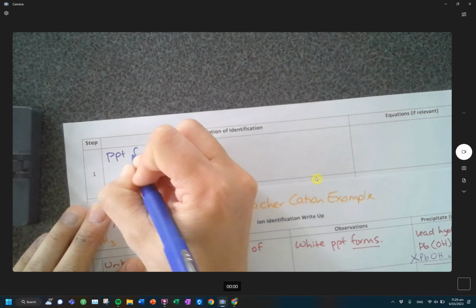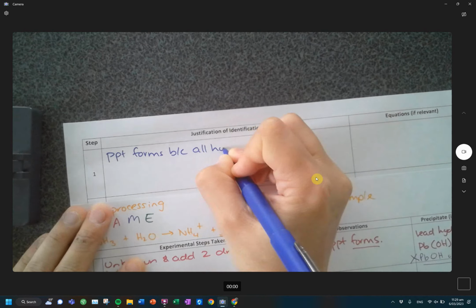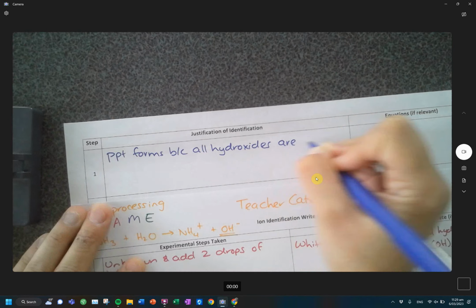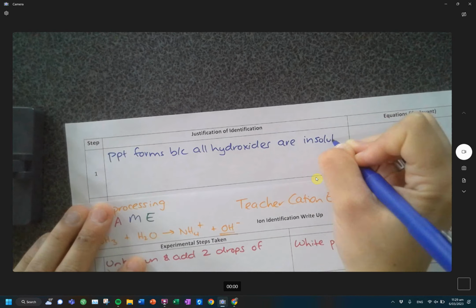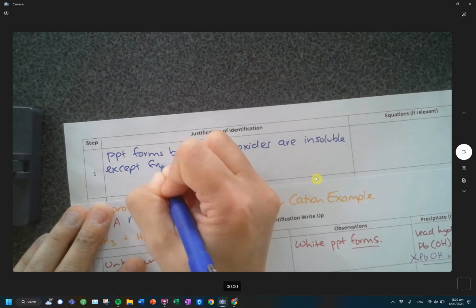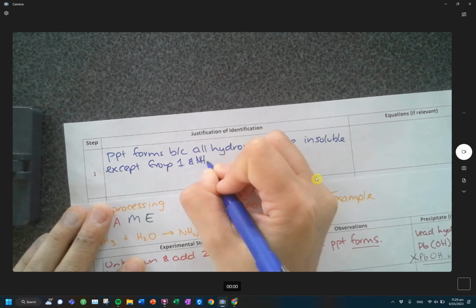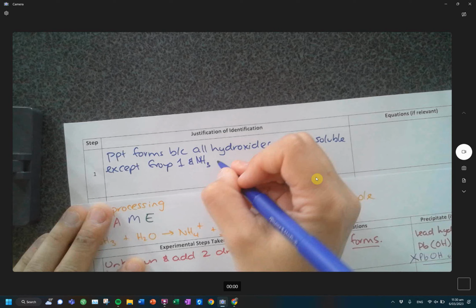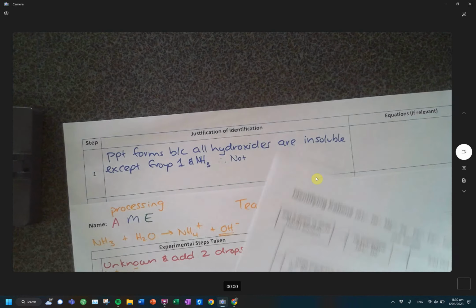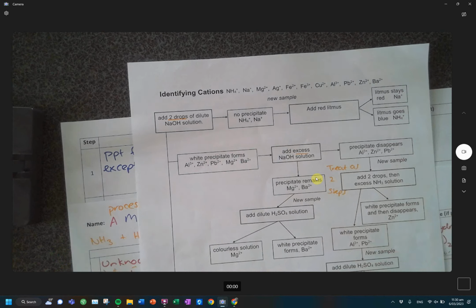Precipitate forms because all hydroxides are insoluble except group 1 and ammonia. So therefore, from that information, looking at my flow chart, it's not NH4 and it's not Na.